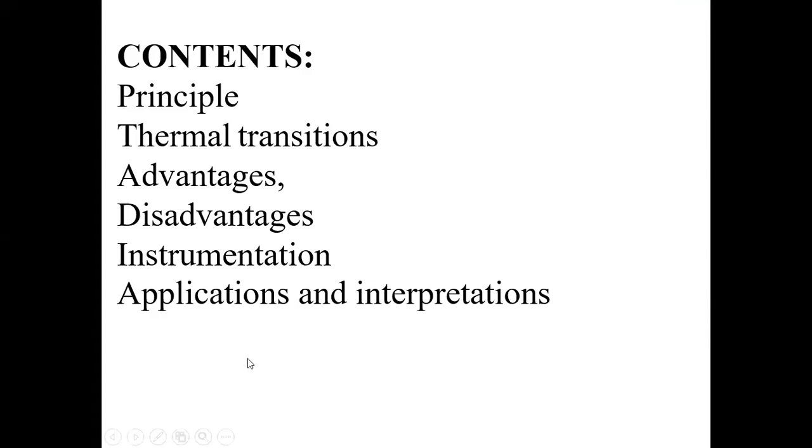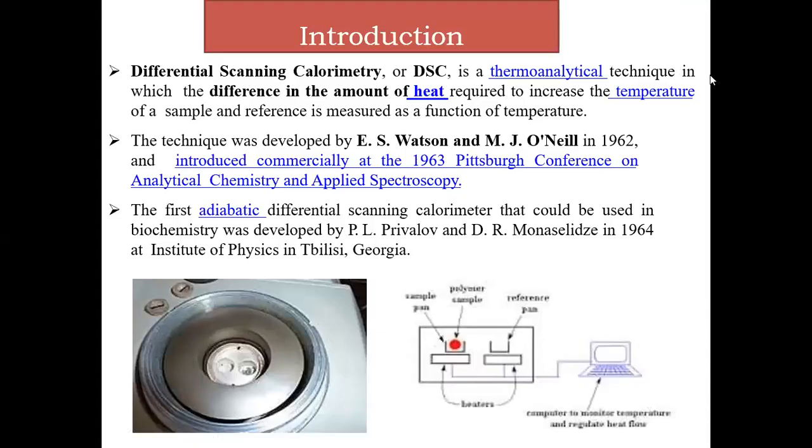Coming to the principle, first we will see what this DSC is. DSC is differential scanning calorimetry, which is a thermo-analytical technique. It is one type of analytical technique used for analysis of polymers and the thermal transitions that take place in the polymers when they are mixed with drugs, or in a pure polymer. It is a thermoanalytical technique in which the difference in the amount of heat required to increase the temperature of your sample and reference is measured.